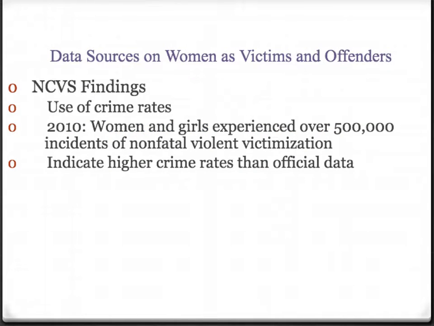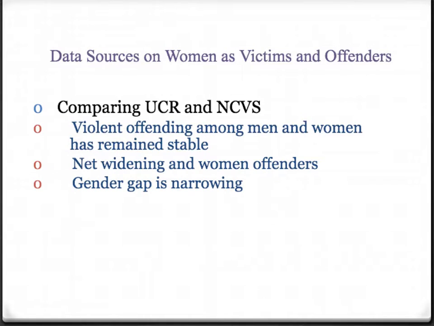The NCVS in 2010 reported that women and girls experienced over 500,000 incidences of non-fatal violent victimization. This indicates a higher crime rate than the official data, and you can see the comparison between those. What we find when we look at the UCR and the NCVS is that violent offending among men and women has remained generally stable over the years. What has changed has been the increase of women offending in the traditionally male categories. So things that females always were doing, like resisting arrest or harassment or disorderly conduct, are now getting upticked into different categories such as simple assault. And so it looks like there's a surge of women offending in assaultive violent behavior.